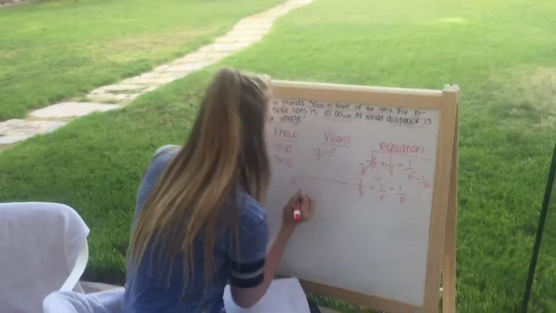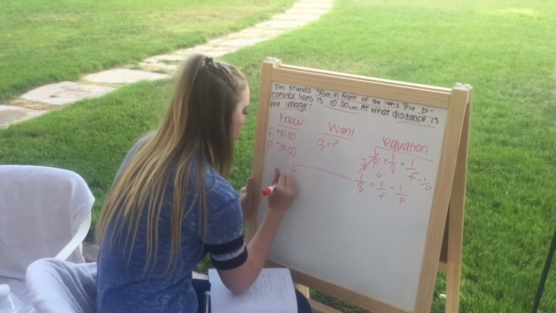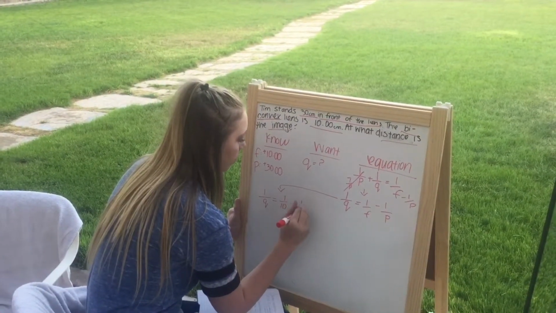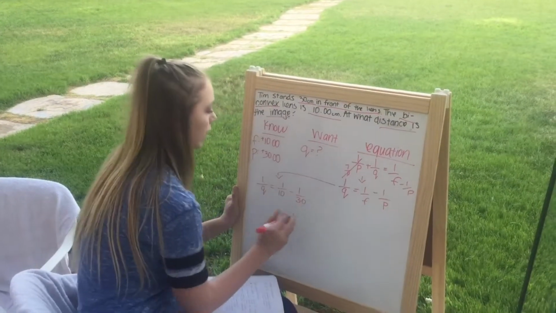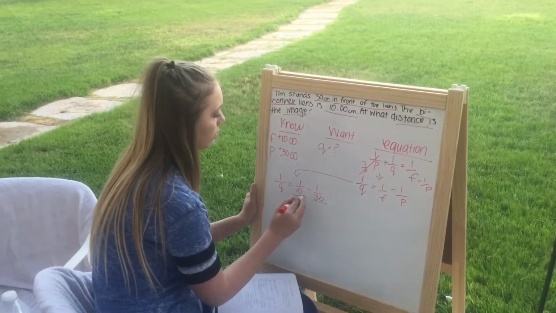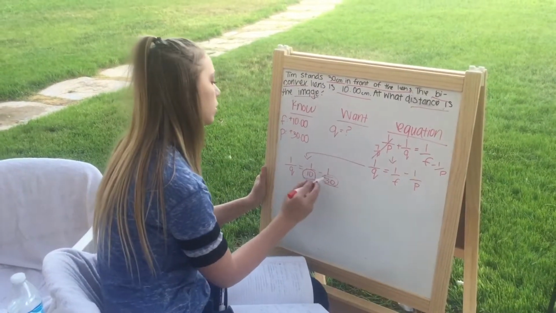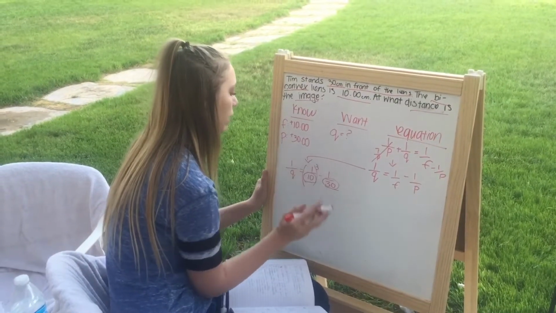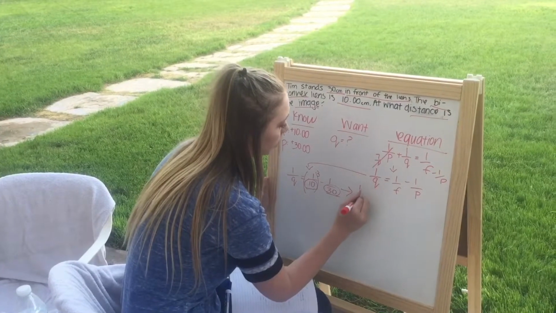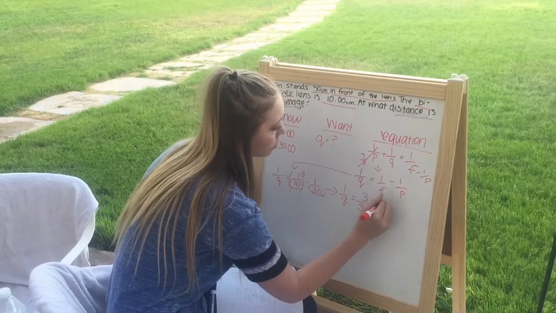Next step is to plug in. 1 over Q equals 1 over 10 minus 1 over 30. The next step here is to get both of the denominators to equal the same. To get 10 to 30, you have to multiply the whole equation by 3. This gets us to 1 over Q equals 3 over 30 minus 1 over 30.